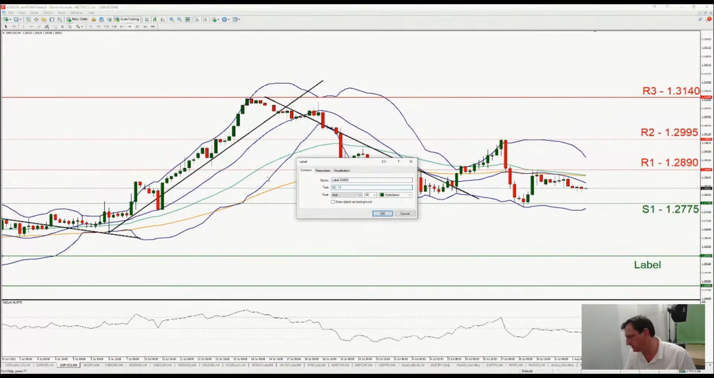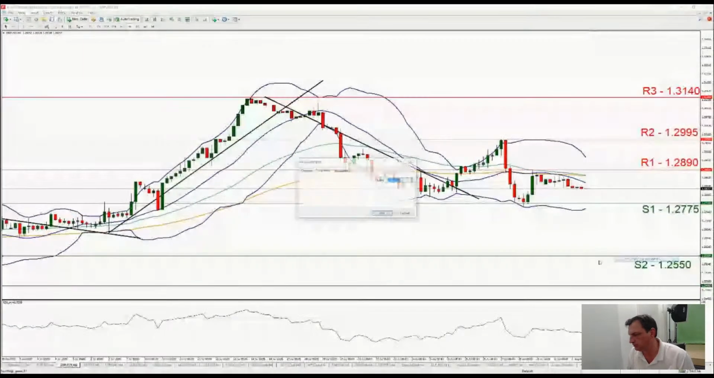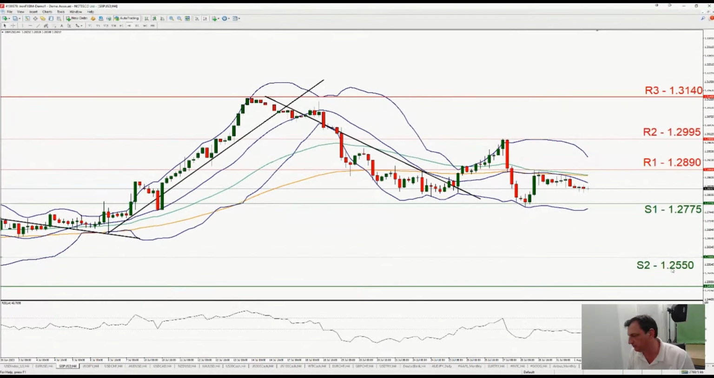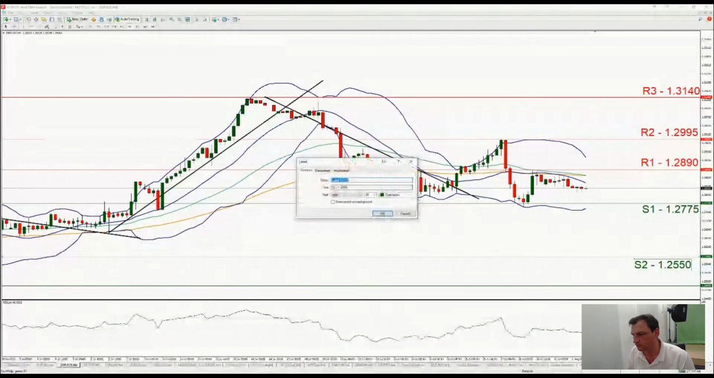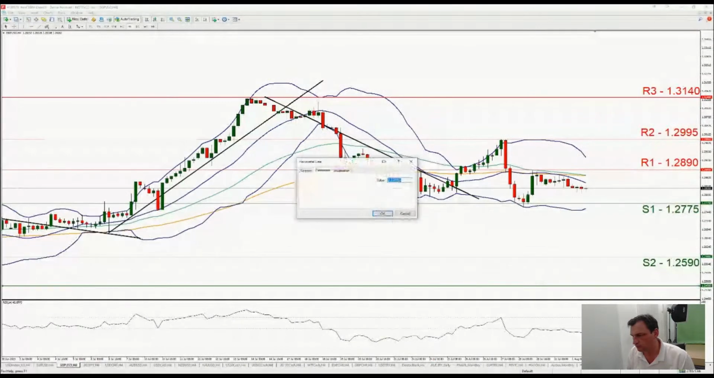Second support line being placed at 1.2550. Let's verify that as well. Sorry, that should read 1.2590. And the last support line being set 100 pips lower, which is at the 1.2490.